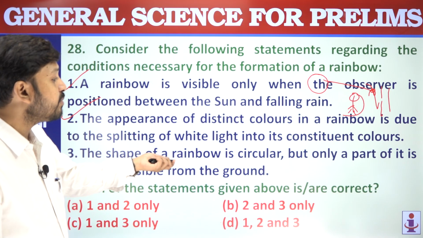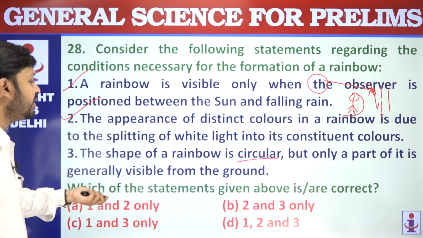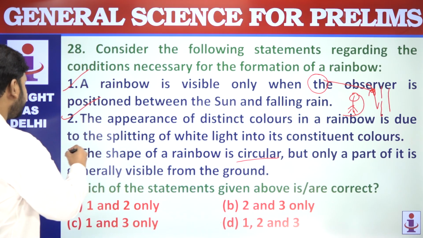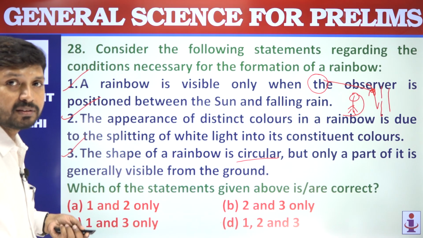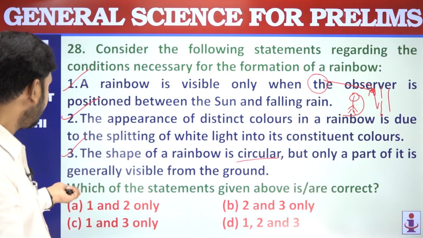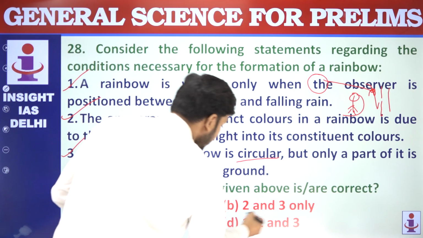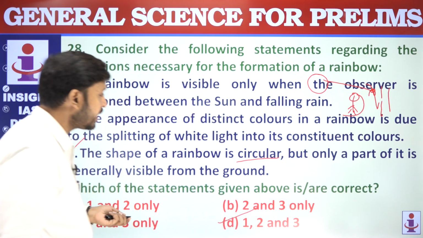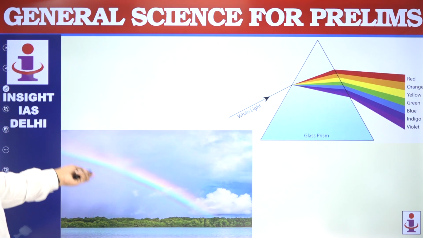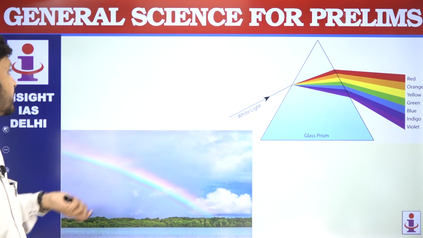The shape of a rainbow is circular, but only a part of it is generally visible from the ground. This is also true, because we cannot see the complete circle, the horizon limits it, so it will look like a half. Which of the following statements are correct? In our case, all three are correct, so all three are there in our option D. Can you see, this is the rainbow and VIBGYOR, acting like a prism and splitting different colors.